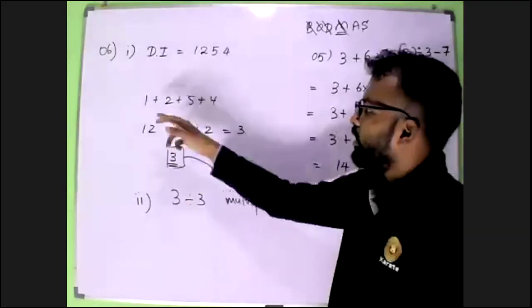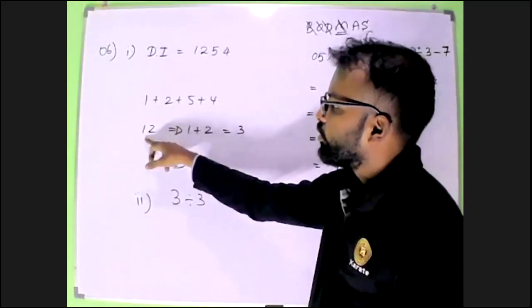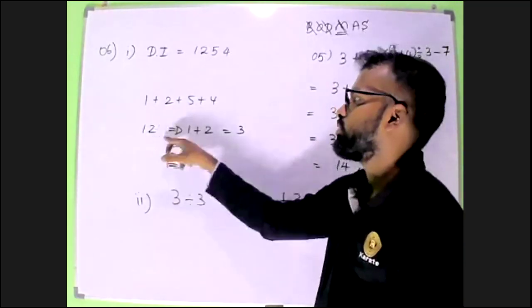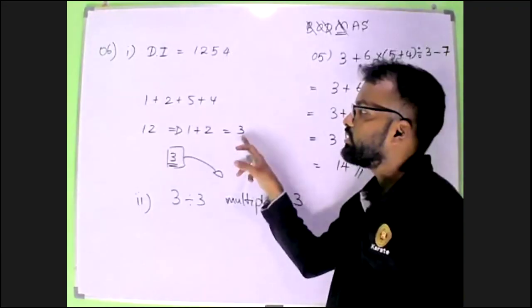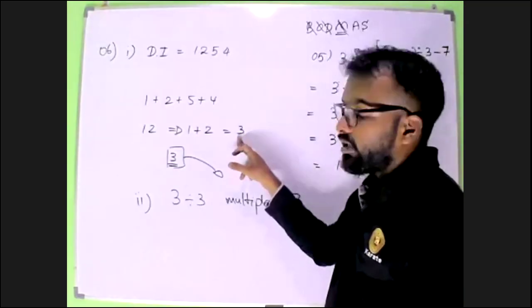Right? So 1 plus 2 plus 5 plus 4. So you can add them and it will give you 12, and 12 has two digits. Again you have to add 1 plus 2. Then you get 3. So this is the digital index, or we can say digital root. And this is the number 3.